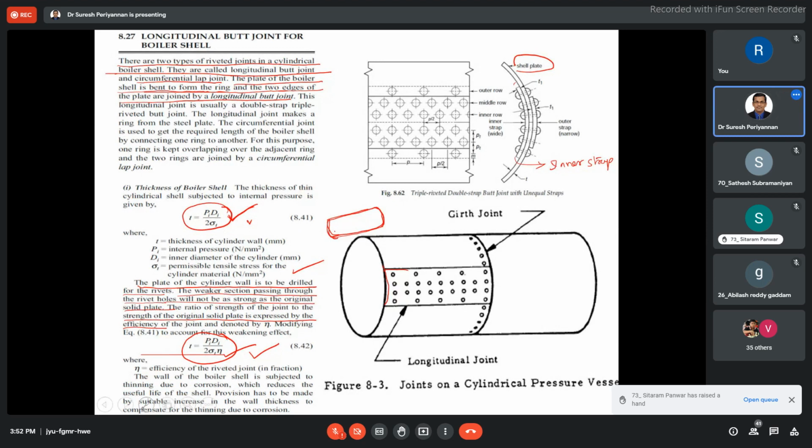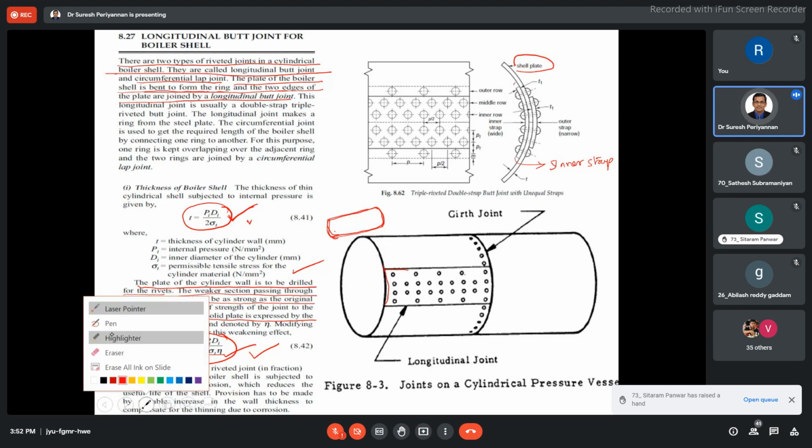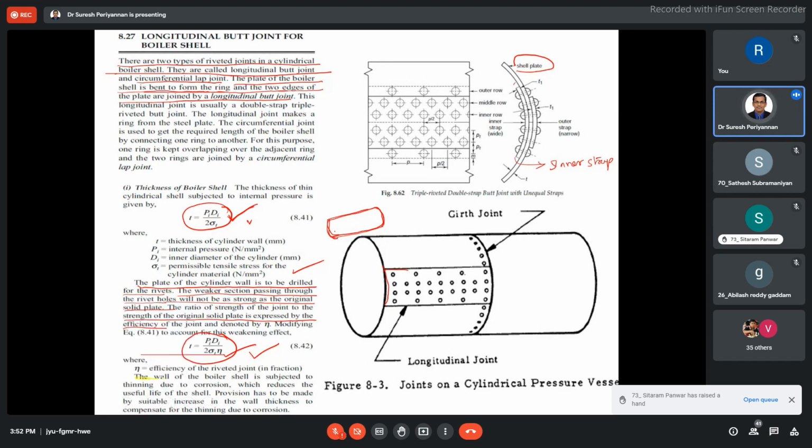Now the wall thickness. The wall thickness of the boiler is subjected to thinning due to corrosion. So we are going to consider the corrosion issues also while defining the thickness of the wall, the thickness of the shell. That's what they mentioned here. These theories we have to study. The wall thickness of the boiler is subjected to thinning due to corrosion, which reduces the useful life of the shell or life of the boiler.